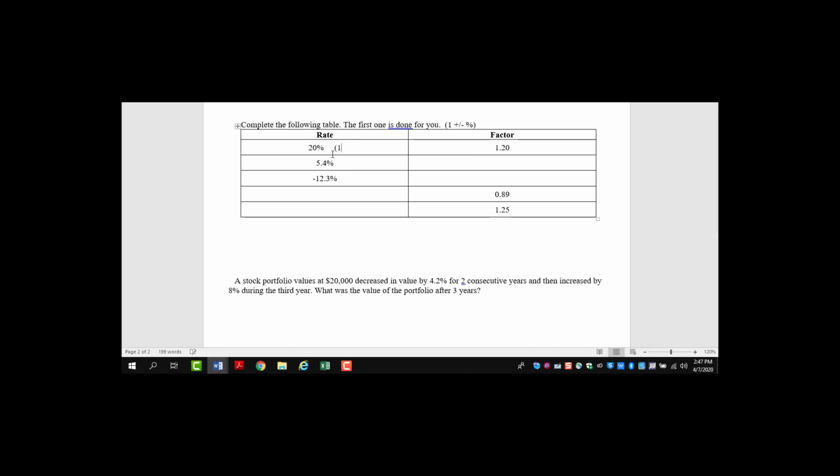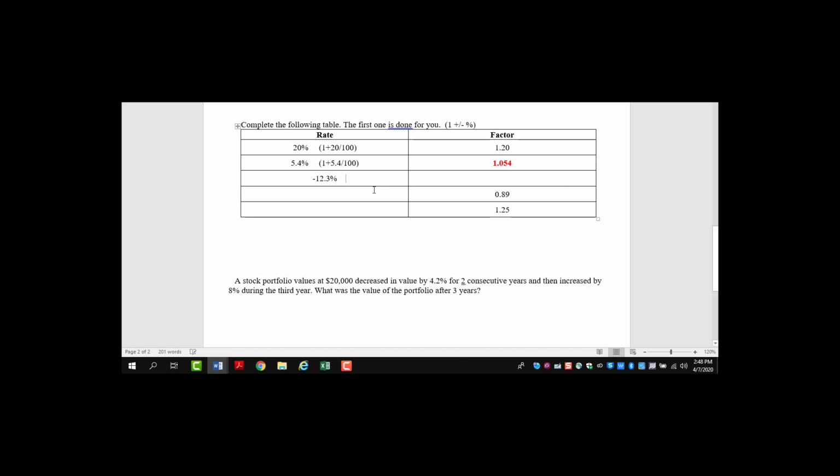So this one is just 1 plus 20 over 100. I advise you to put that in your calculator, and you're going to get 1.20. So if you multiply something by 1.20, that'll increase it by 20%. Now here I'm going to increase it by 5.4%. 1 plus 5.4 over 100. And I strongly advise you to put it in your calculator. You're going to get 1.054.